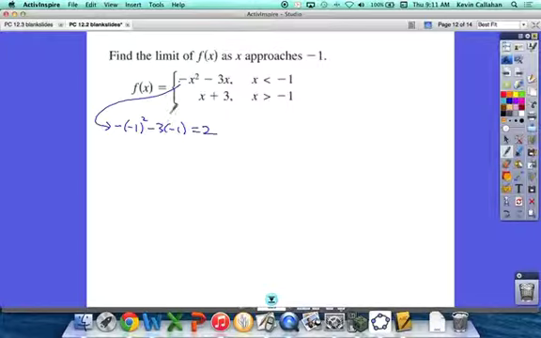For the second expression, we're going to get negative... I thought that didn't work. Make sure I'm doing the right thing here. Negative 1 plus 3 is 2. Okay, it does actually point to the same thing.